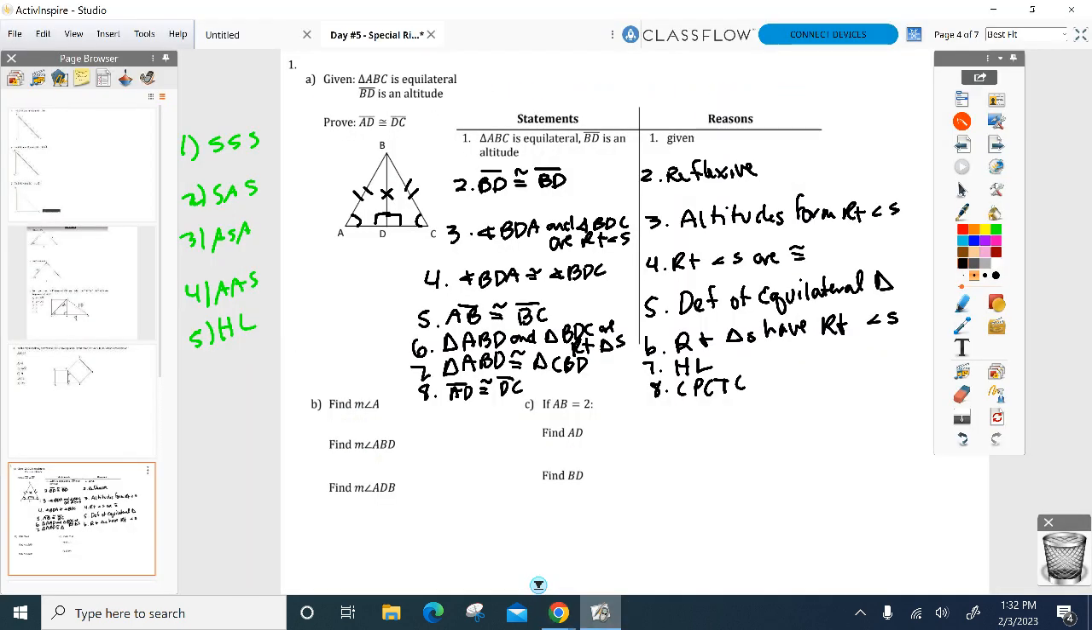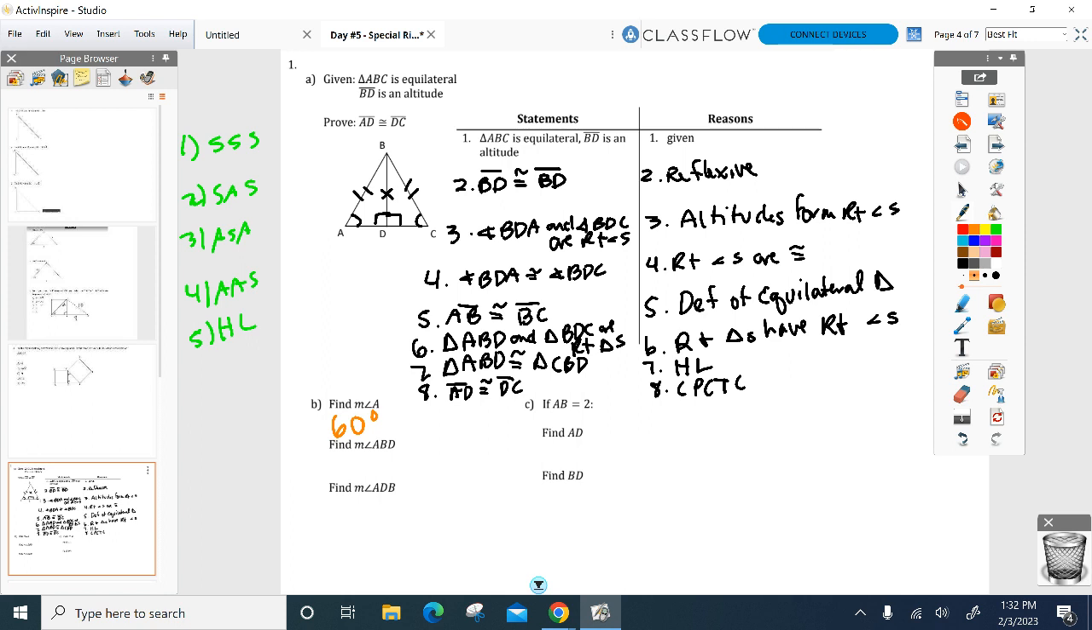Tyler, what'd you guys figure out? 60. Yep, 60. You want to explain to your classmates how you guys found it was 60? Well, it's an equilateral triangle. Which means what about all three angles? They're congruent. And they add up to what? 180. So if I have three angles that are congruent and they all add up to 180, each angle's got to be 60. Quickly, right now in your group, find the other two angles, ABD, ADB.